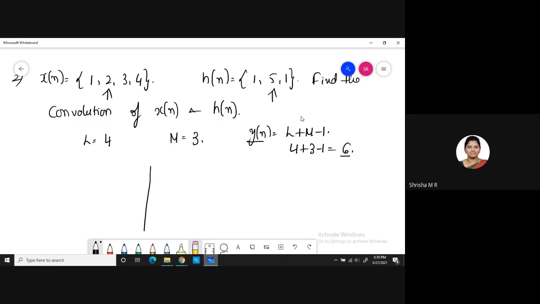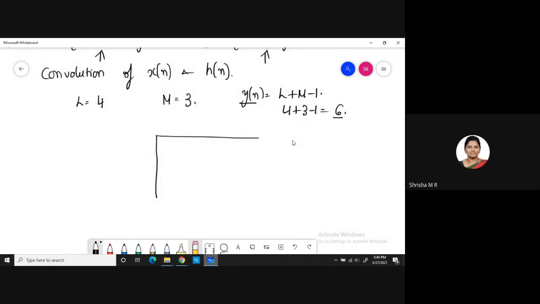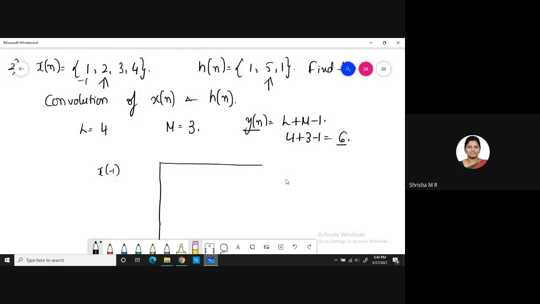Convolution is nothing but summation and multiplication, right? So you have to take x of n and h of n horizontally and vertically. I'll take the x of n terms vertically and the h of n terms horizontally. The x of n exists from minus 1, 0, 1 and 2, and h of n from minus 1, 0 and plus 1. The arrow mark will be given; you should not consider it yourself.